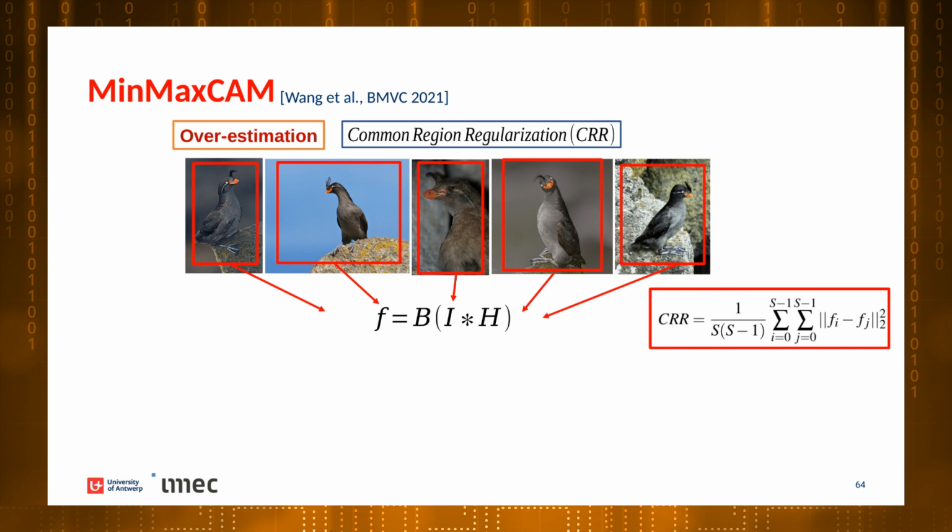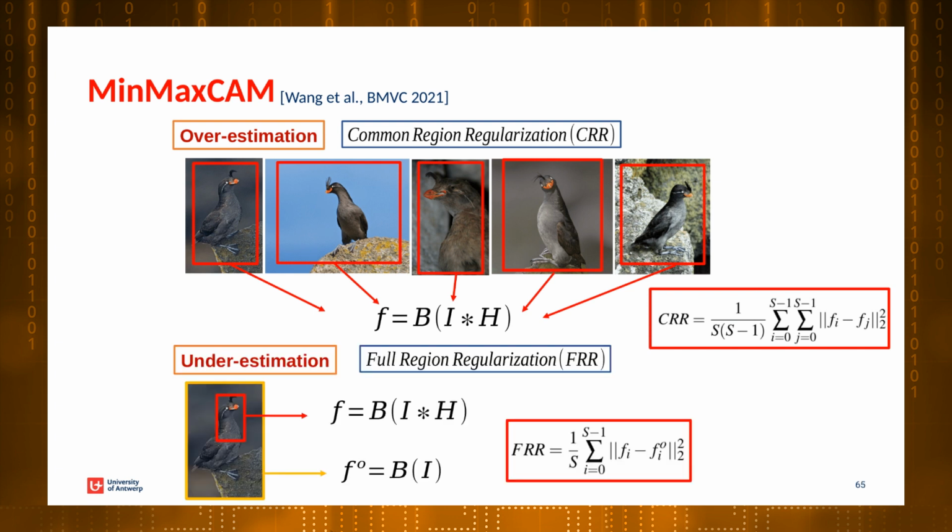And that's what you see in this equation here, where we measure the differences between 2 of these images. So we try all the pairs of images, and then we have this normalization term, which considers the number of images in my set, in this case 5. Because we're enforcing this common characteristic, we call this common region regularization.